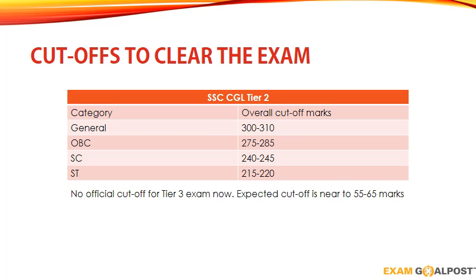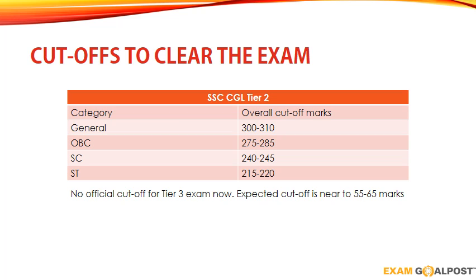Let's now talk about the cutoffs we need in order to clear the test. There are no sectional cutoffs that need to be cleared in Tier 2 and 3. There is just an overall cutoff that needs to be cleared in Tier 2 in order to get a call for Tier 3. The table on the screen shows the cutoffs for different categories.